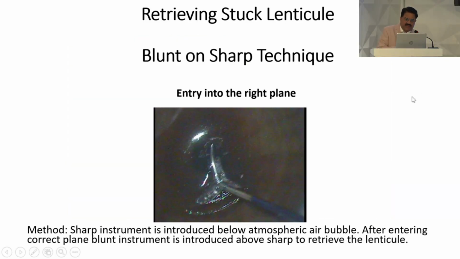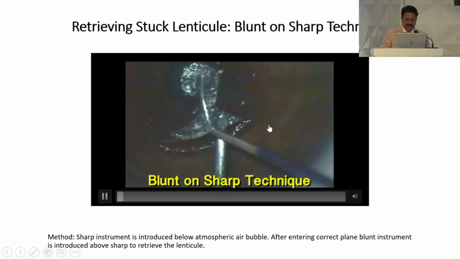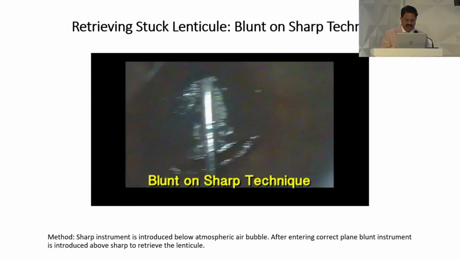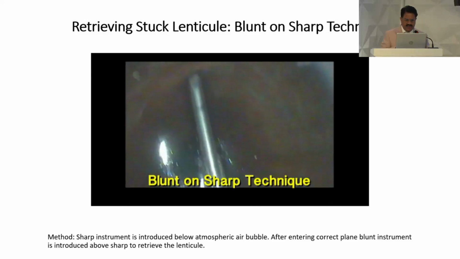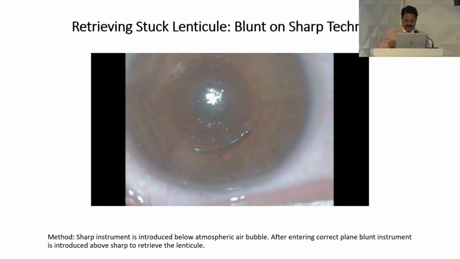To retrieve the stuck lenticule, we use a blunt on sharp technique. A sharp instrument is introduced below the atmospheric air bubble. After entering the correct plane, a blunt instrument is introduced above the sharp to retrieve the lenticule. As you can see here, the sharp instrument is already there. Above that, we are putting the blunt instrument, entering the right plane, doing the dissection, and removing the lenticule.